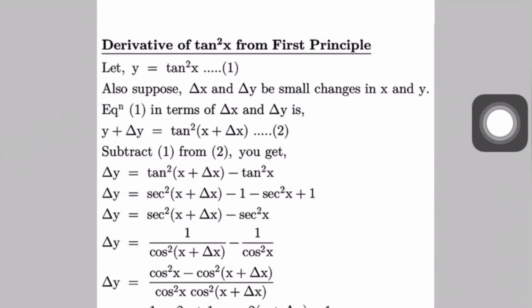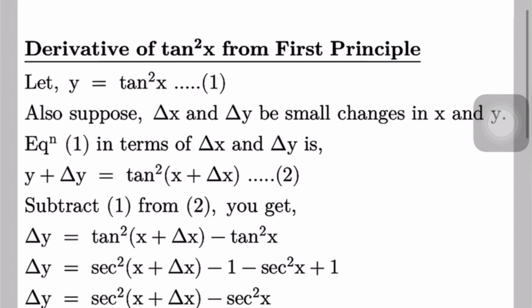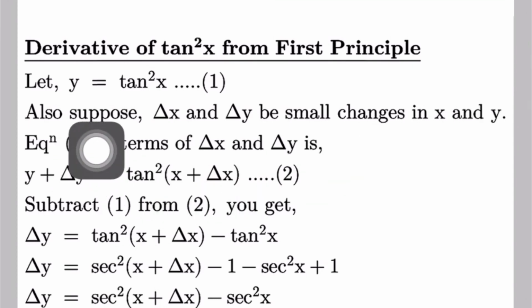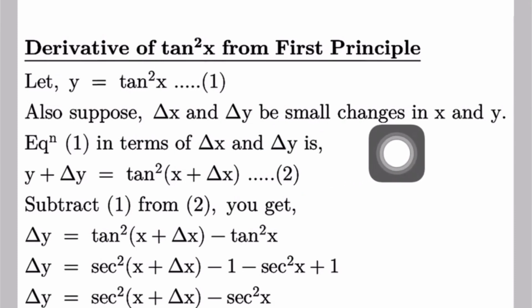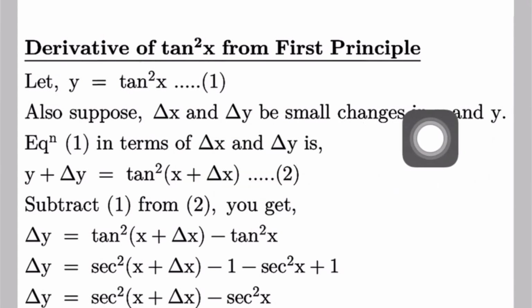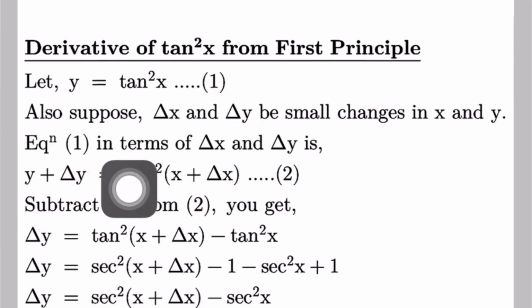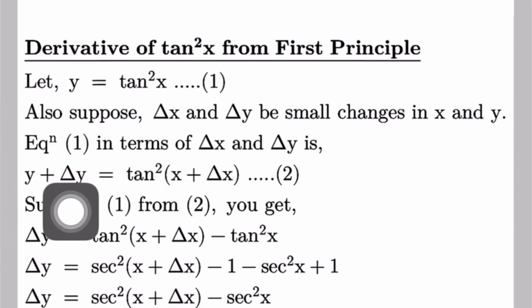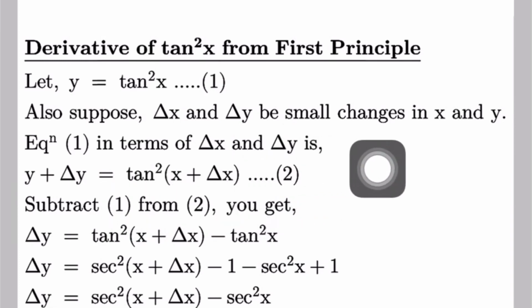Finding the derivative of tan square x from first principle. For that, let's consider y is equal to tan square x, that is equation 1. And we consider del x and del y as small increments or small changes in x and y. Change in x causes change in y. Then equation 1 in terms of del x and del y can be written as y plus del y is equal to tan square of (x plus del x). Let this be equation 2.